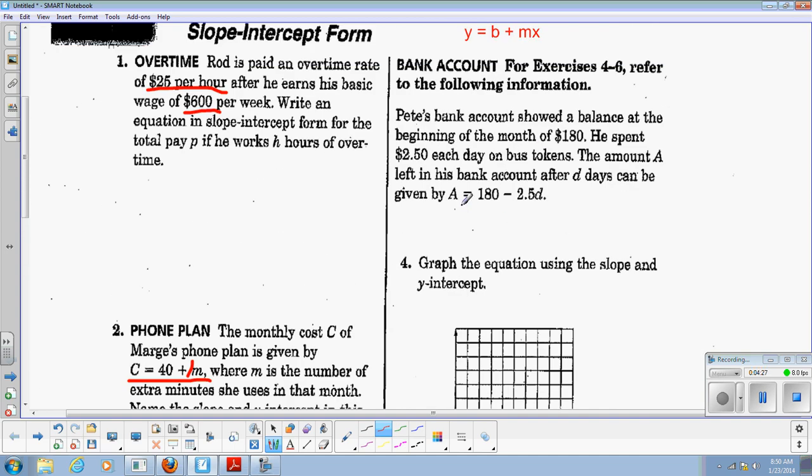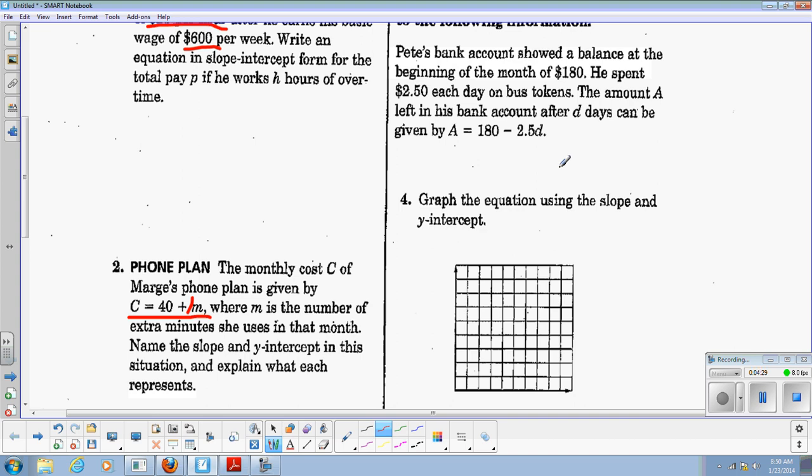Pete's bank account. Pete's bank account showed a balance, at the beginning of the month, of $180. He spent $2.50 each day on bus tokens. The amount A left in his bank account after D days can be given by A equals 180 minus 2.5D. Okay, look at it now. Which of these is the y-intercept? Which one is your slope?